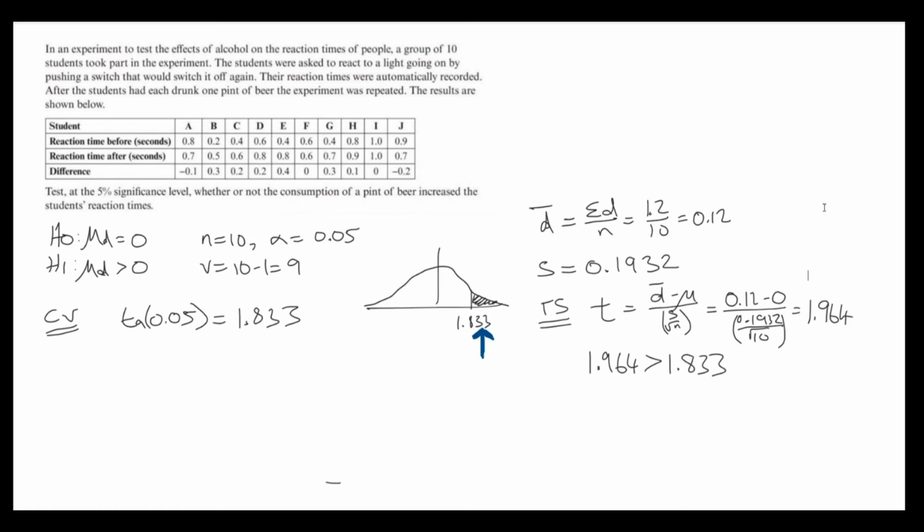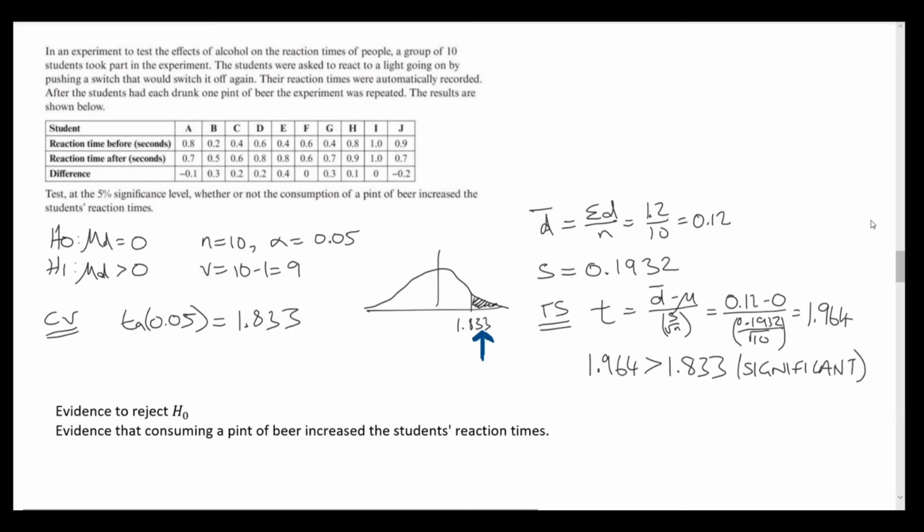Significant result. And then our two conclusions, one mathematical and then one in the context of the question. So the mathematical conclusion would say that there is evidence to reject H0, and the contextual conclusion, there's evidence that consuming a pint of beer does increase the students' reaction times.